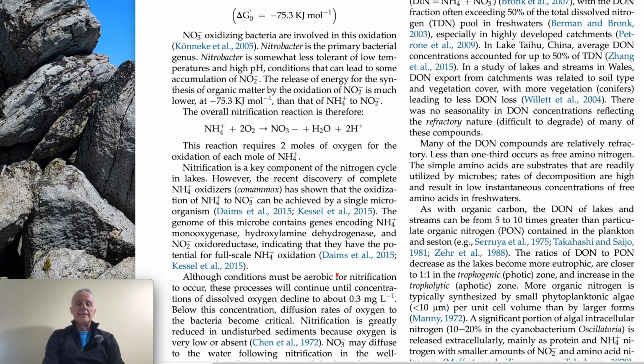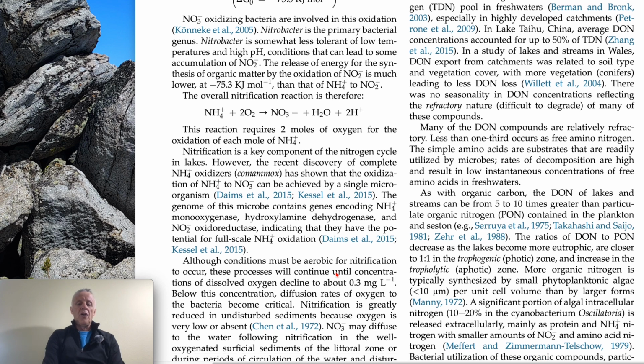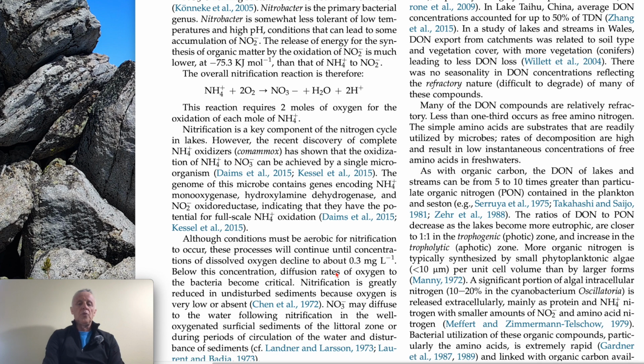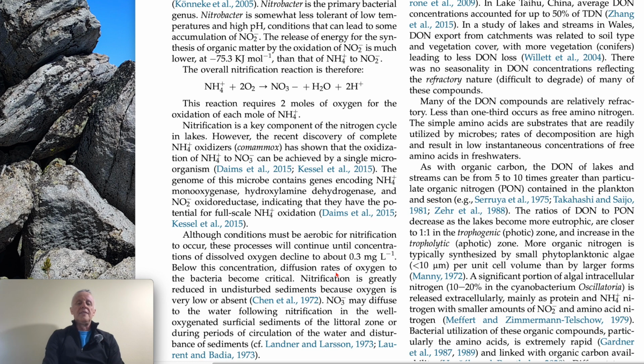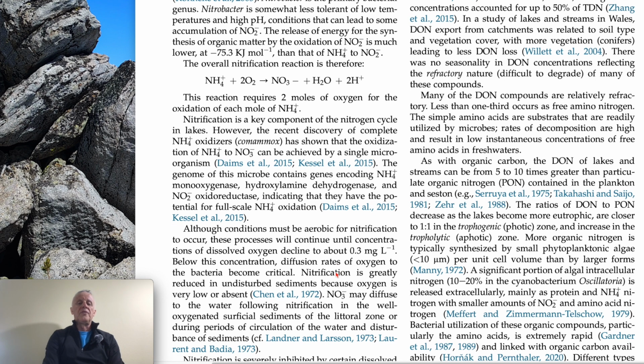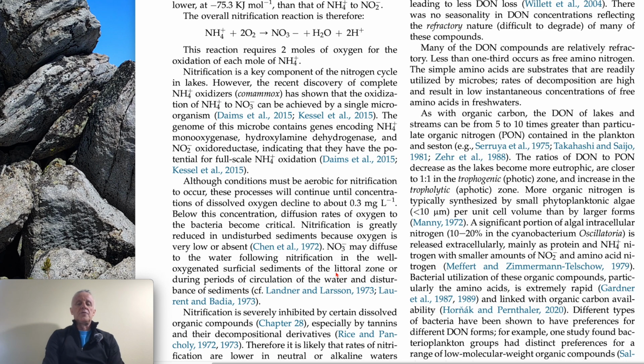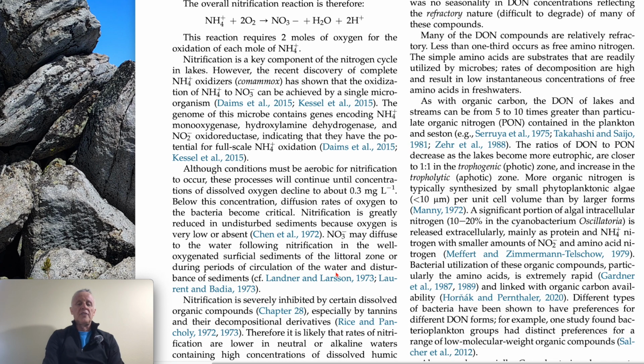In a study of lakes and streams in Wales, dissolved organic nitrogen export from catchments was related to soil types and vegetation cover, with more vegetation, such as conifers, leading to less dissolved organic nitrogen loss. There was no seasonality in dissolved organic nitrogen concentration, reflecting the refractory nature, difficult to degrade, of many of these compounds. Many of the dissolved organic nitrogen compounds are relatively refractory.